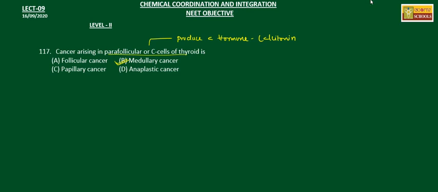Here the follicular cancer, papillary cancer, and anaplastic cancer, all these are types. Actually, there are four types of thyroid cancers: medullary cancer, anaplastic cancer, follicular cancer, and papillary cancer. Out of that, if the C cells are affected, then it is called medullary cancer.